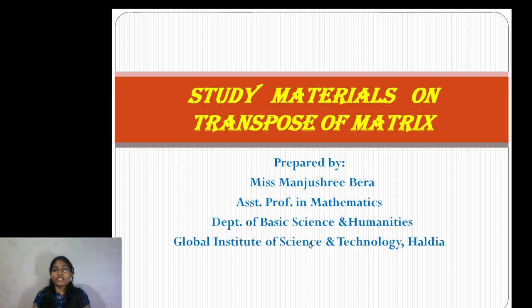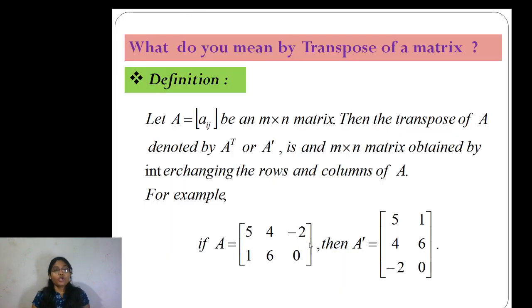I am discussing the chapter Transpose of Matrix. This matrix is very interesting and very important. First slide: what do you mean by transpose of a matrix? Let capital A, Aij, be an m by n matrix, then the transpose of capital A, denoted by A dashed or A transpose, is obtained by interchanging the rows and columns of capital A.